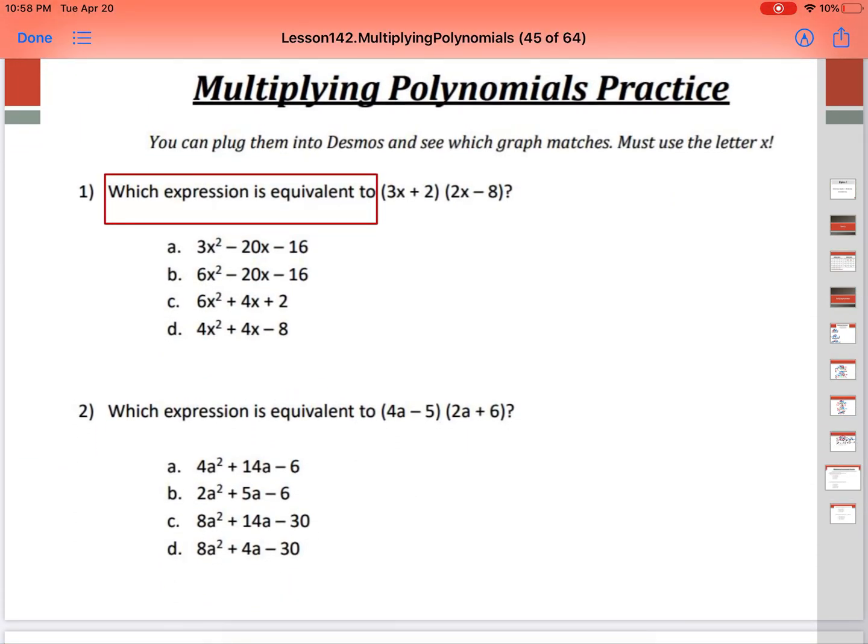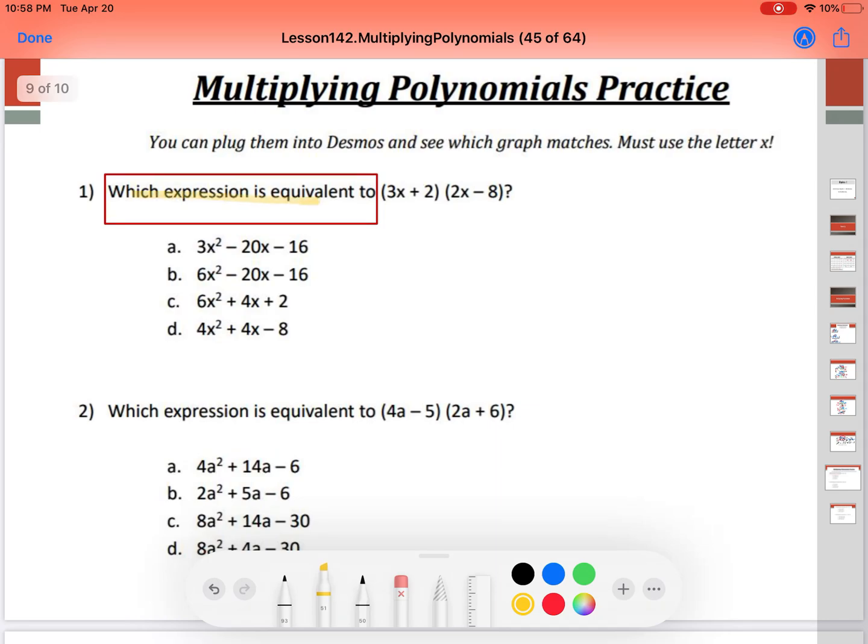All right, so now I'm going to show you what this would look like on a STAR test. I'm going to give you the option of checking your work in Desmos. Some of you guys really like to do it by hand. That's fine. You can always solve by hand. Some of you like to check your work in Desmos. That's fine too.